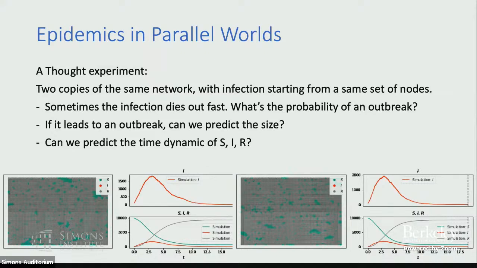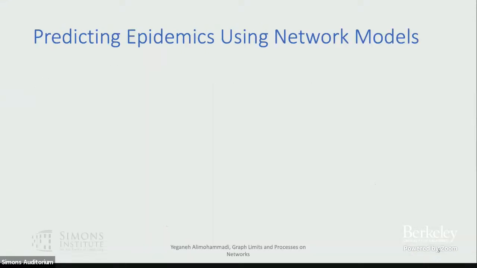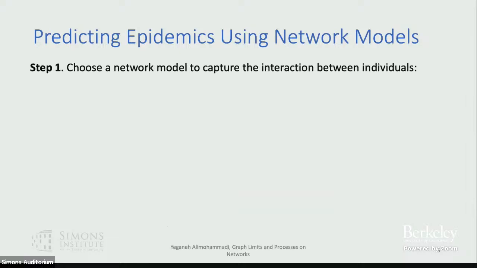So to answer these kinds of questions about epidemics and networks, the traditional approach is a network model approach. What do I mean by that? There are two steps I have to make here. First, I have to choose a random network model to capture how the interaction between people goes. And I have many choices for that.